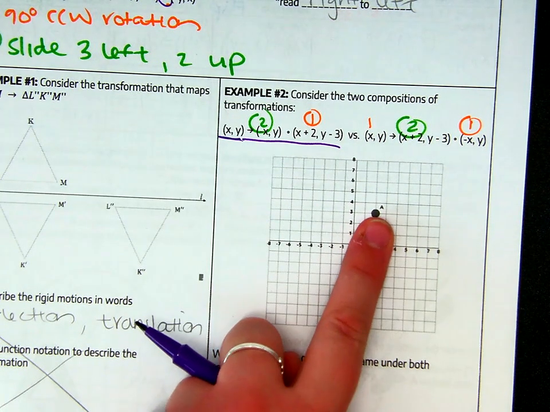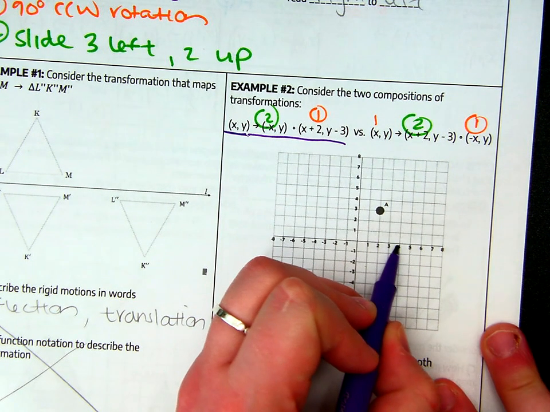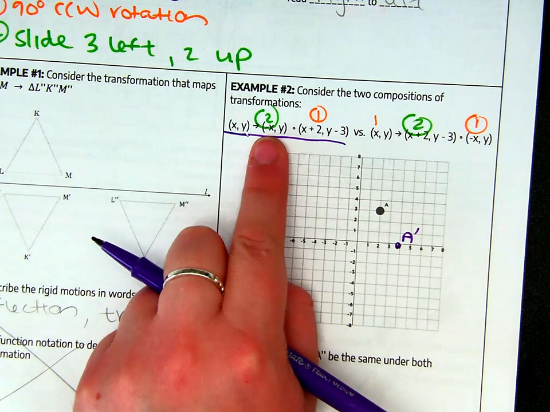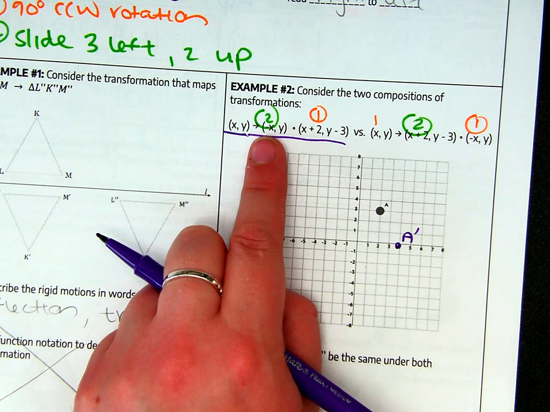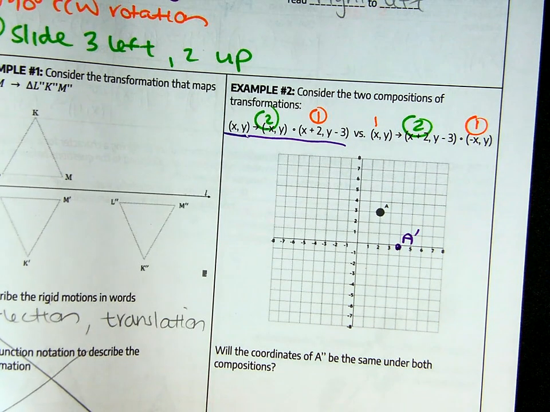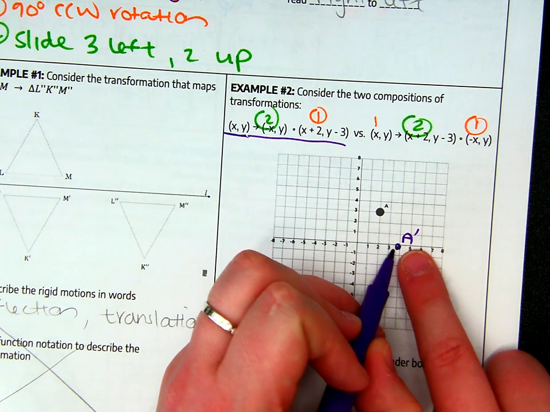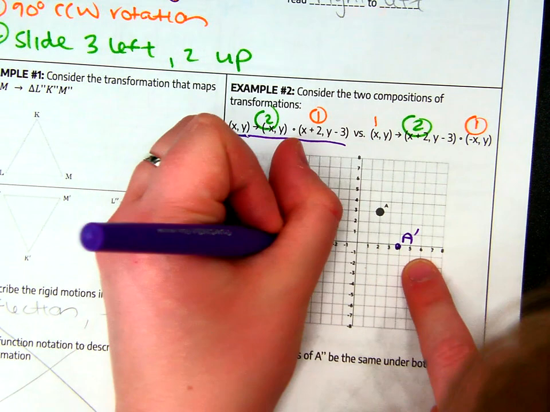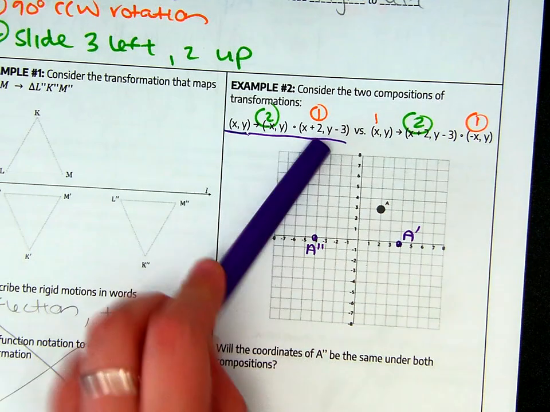So it's asking me to first translate 2 to the right, 3 down. Right, so A prime is going to go here. Then it's asking me, this is a reflection over the y-axis, because my x-coordinate is going to become opposite, but y is going to stay the same. So I would land here. Okay? So that's what would happen under this composition.